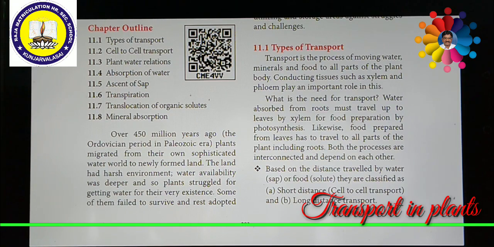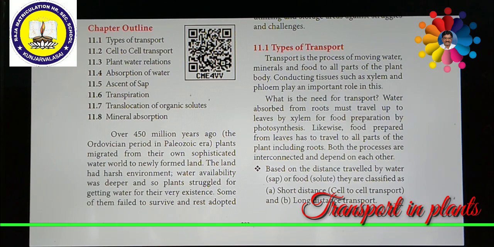Short distance means from one cell to the other cell. It is a transport which takes place within the cell, so a very short distance has to be traveled. As far as long distance is concerned, this is from the root to the tip of the shoot, so this will take more time. Short distance transport is mostly in the lateral direction. They are connecting the link to the xylem and phloem. All the water and mineral salts are passed through xylem. Similarly, food materials travel through phloem. Both take place from one cell to the other. So this type of transport is called short distance transport.